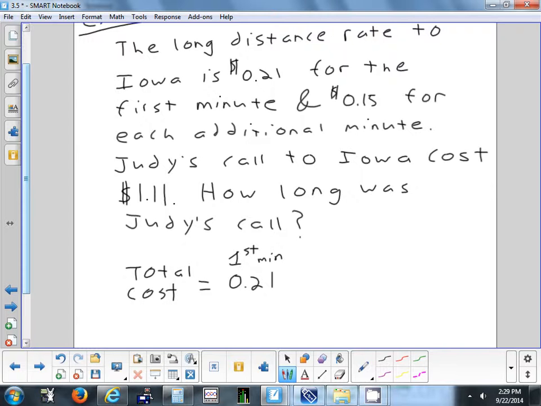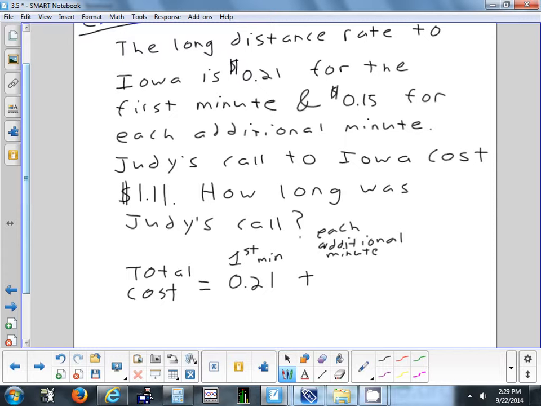Yeah, each additional minute. So we need to set up the cost for each additional minute. So that's the cost for the first minute, and each additional minute. Do you pay the 21 cents over and over? No, you pay it one time. How about the 15 cents? Yeah, you pay it over and over.